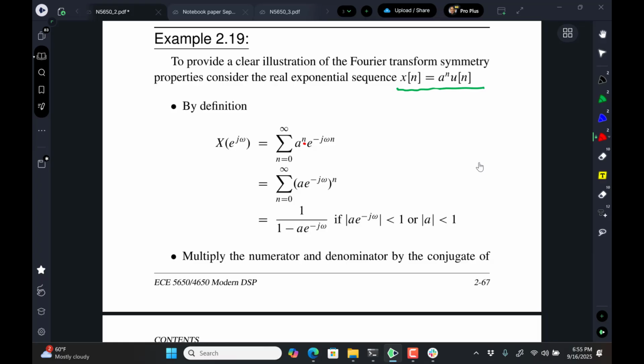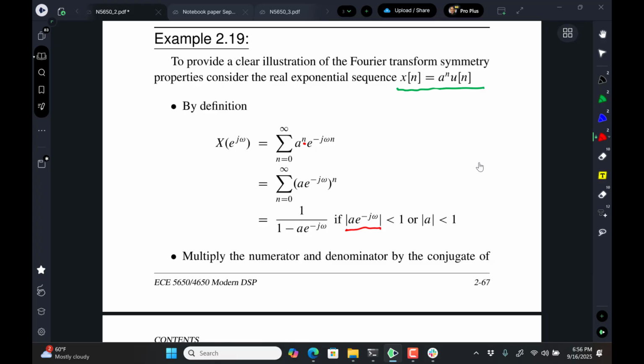But then factor out the n in the exponent, so we get a times e to the minus j omega in parentheses, raised to the power of n, and our lights go off and say geometric series once again. It sums up to 1 over 1 minus a e to the minus j omega. And for this to be absolutely summable, we already know that the magnitude of a e to the minus j omega just has to be less than 1. Since the magnitude of e to the minus j omega is 1, it just says the magnitude of a has to be less than 1.